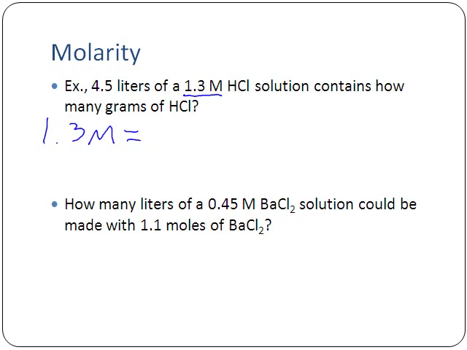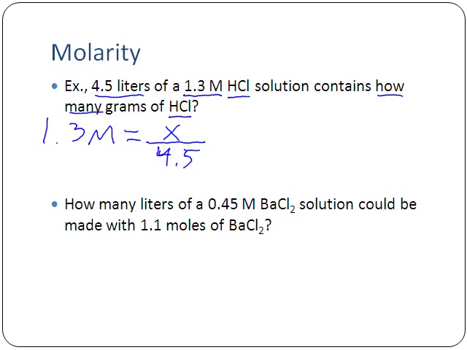This is equal to the number of moles of solute, and the solute here is the hydrochloric acid. And how many grams of that do we have? Well, that's what we don't know. It says how many of these, so that's going to be X. We don't know how many moles we have, divided by the number of liters of solution, and it tells us we have 4.5 liters of solution. So we have 4.5 liters right there.